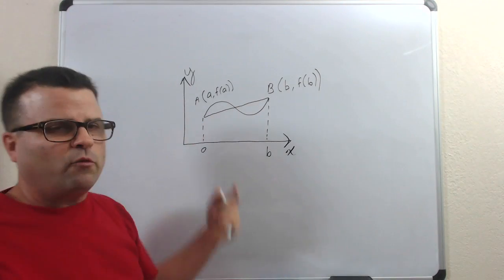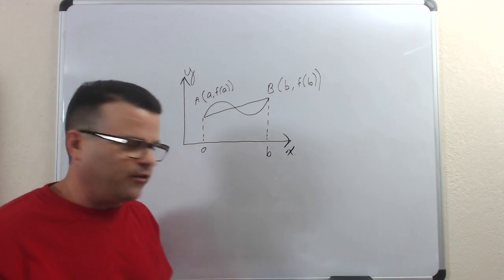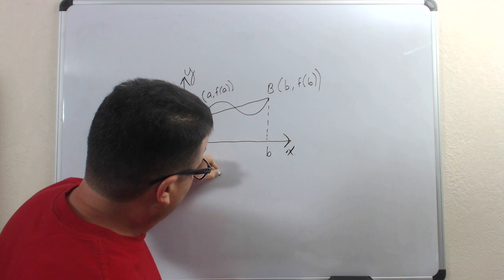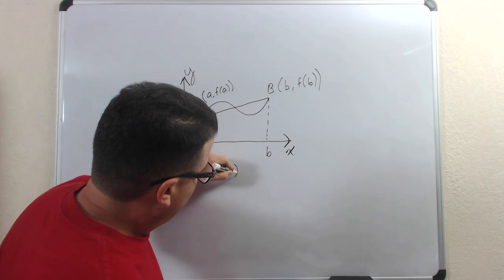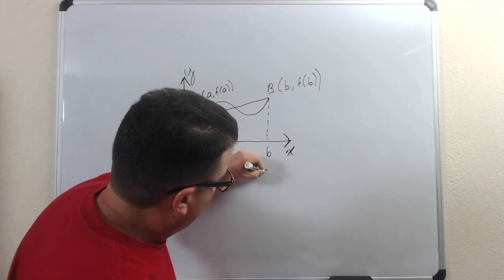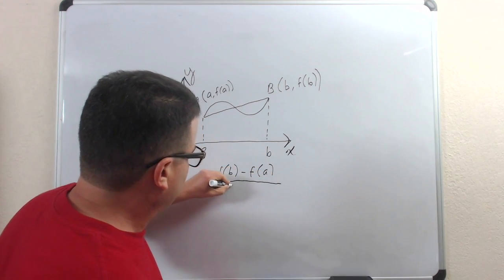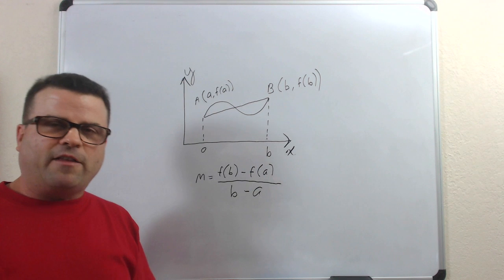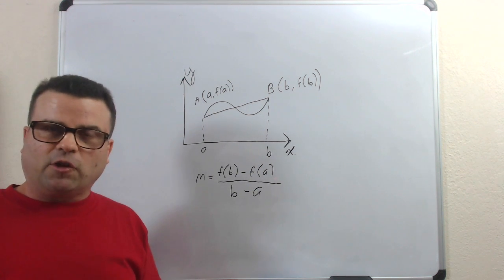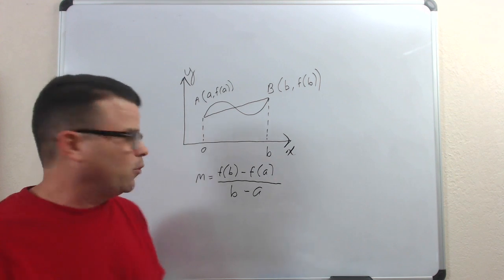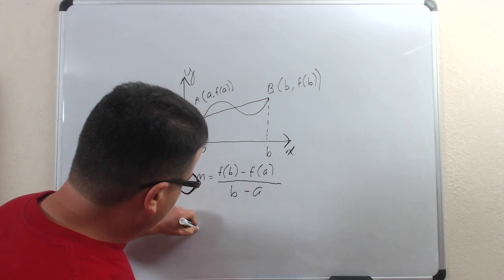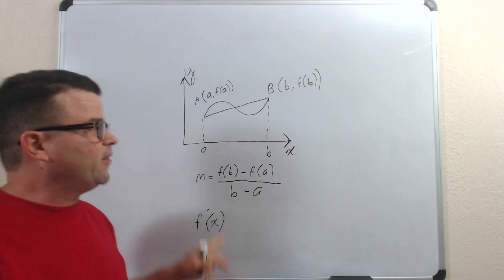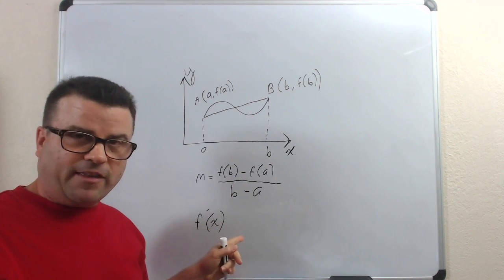So the slope of this line, we know the definition of slope is the change in y over the change in x. So that slope is equal to f of B minus f of A divided by B minus A. And we know from calculus that the derivative evaluated at x is the slope of the tangent line to the curve at that x coordinate. So f prime of x is the slope of the tangent line to the curve at any x. You just plug in that value for x.